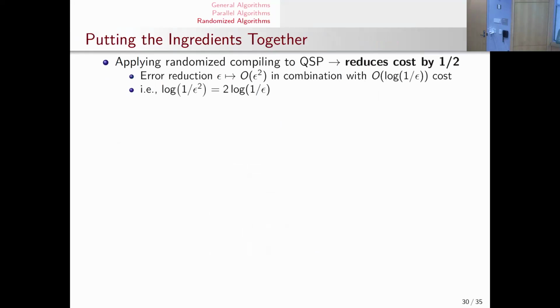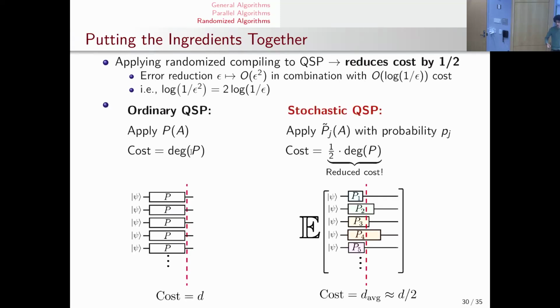you imagine applying randomized compiling to quantum signal processing, you reduce the overall cost by a factor of 1/2. This cost reduction comes from the error suppression, that is going from epsilon to epsilon squared, in combination with the O(log 1 over epsilon) cost. So if you just imagine plugging that in, you get a factor of 2, and that's your overall cost reduction.